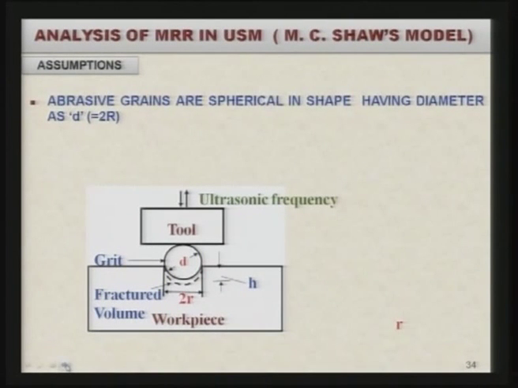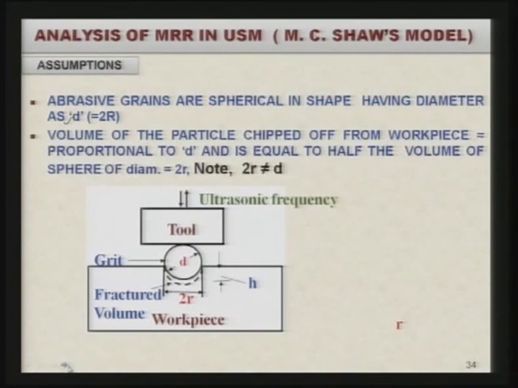Let us see. Here it is assumed that all abrasive particles are spherical in shape and they have the diameter as small d, which is equal to 2r, where R is a capital R. The volume of the particle chipped off from the workpiece is approximately proportional to, is equal to, half the volume of a sphere of diameter 2R, where note that 2R is not equal to d. This will be very clear from this particular diagram.